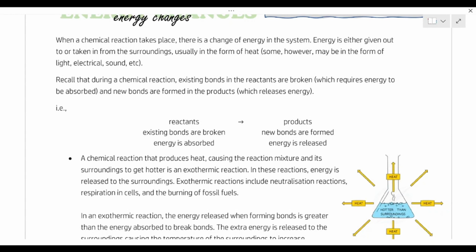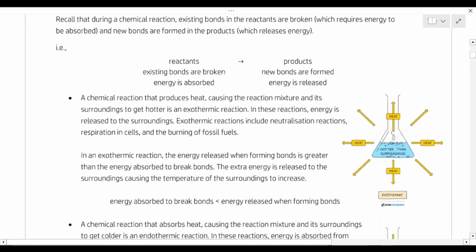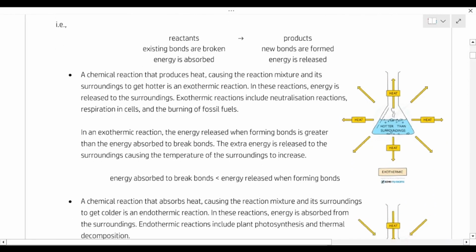Now, a chemical reaction that produces heat, which causes the reaction mixture and its surroundings to get hotter, is an exothermic reaction. In these reactions, energy is released to the surroundings. For example, neutralization reactions, respiration in cells, and burning fossil fuels.